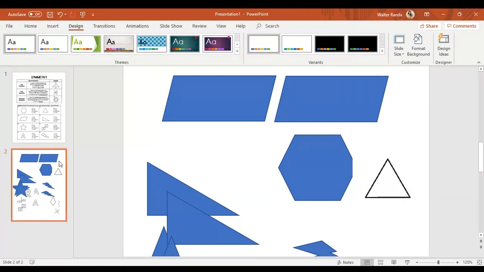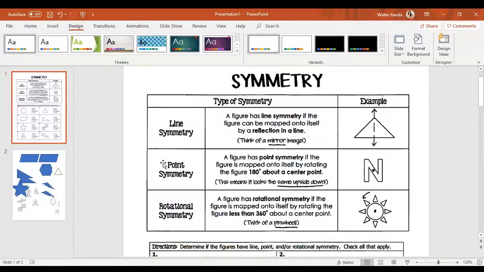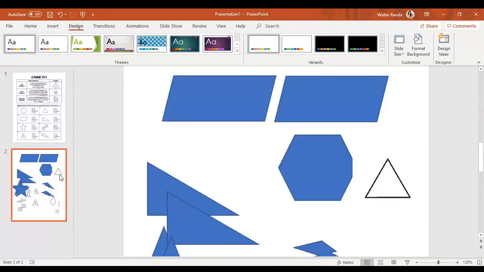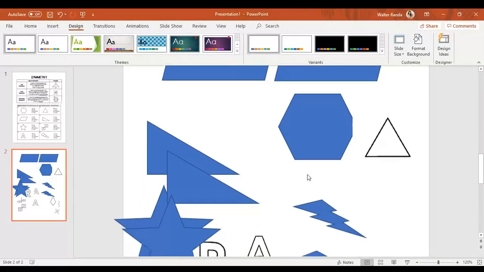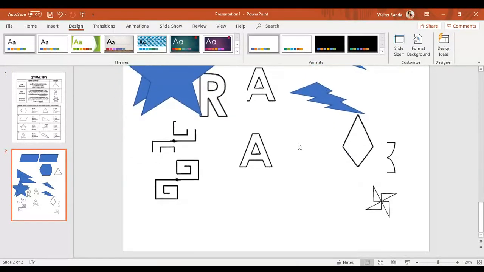And that's all of the examples. So what you're going to do is try to look at some on your own, and that is on Microsoft Forms, and you're going to try to figure out if they have line, point, rotational symmetry. And that will be it.